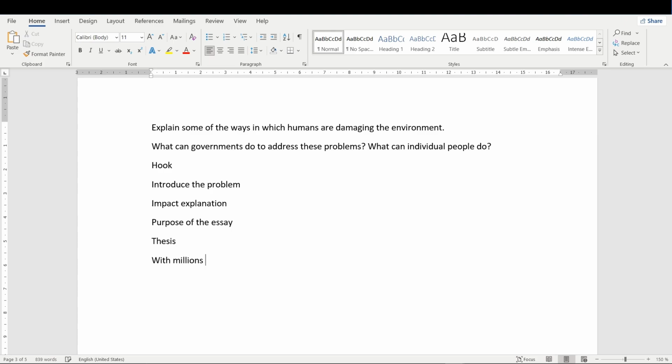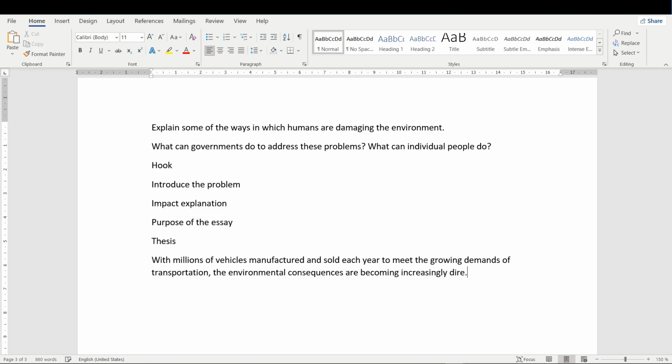With millions of vehicles manufactured and sold each year to meet the growing demands of transportation, the environmental consequences are becoming increasingly dire. This sentence serves as our hook, grabbing the reader's attention and showcasing our writing skills effectively. It's beneficial to start with a hook rather than immediately stating the problem, as it demonstrates to the examiner our understanding and ability to write compellingly.